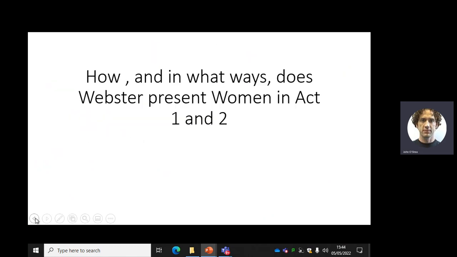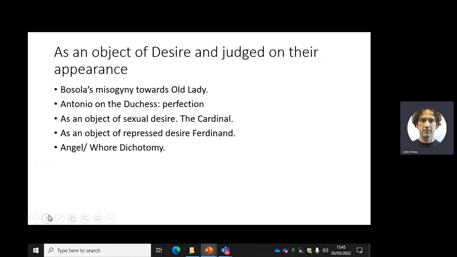I think the first two acts of The Duchess of Malfi are really dealing with how women are viewed. We find out all the characters and we see how they view them. Ferdinand has a go at the old lady. She's old. She looks old. Doesn't seem very fair, does it? Antonio, on the other hand, puts the Duchess on a pedestal. She's either an angel or a whore. And you could argue that's how women are seen in The Merchant's Tale as well, isn't it?